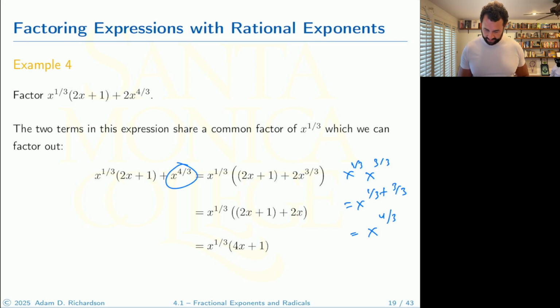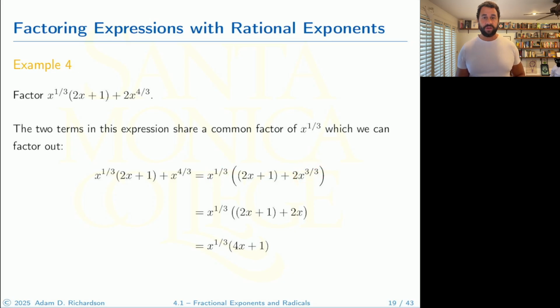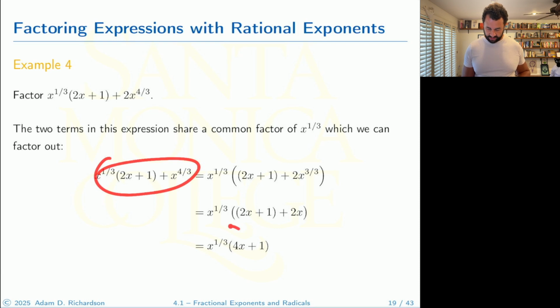Okay. Now let's continue. Let's proceed from there. I factored out the x to the 1/3. I'm left with 3/3. Now, 3 over 3 is just 1, so I'm just going to write it as x to the 1. And now I can simplify what's in the middle here. I've got a 2x plus 1. I've got a 2x. I can combine like terms and get 4x plus 1, and boom. We just factored this into this expression here. There it is. Cool stuff.